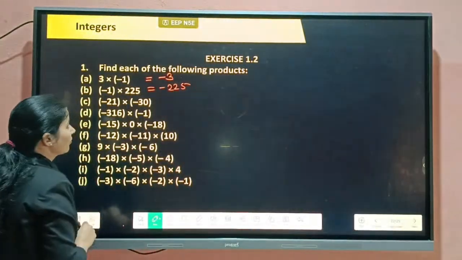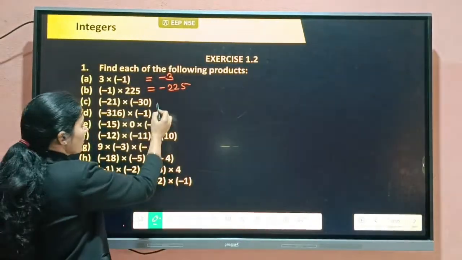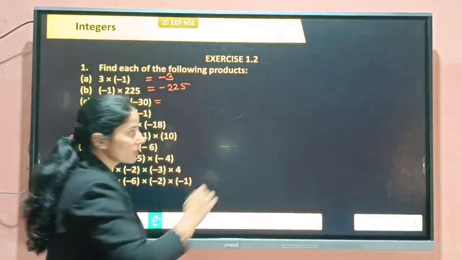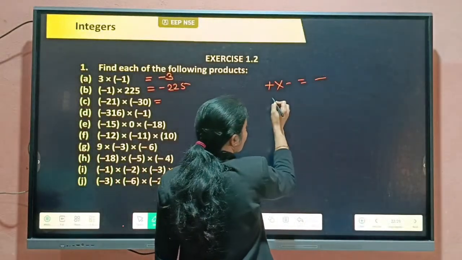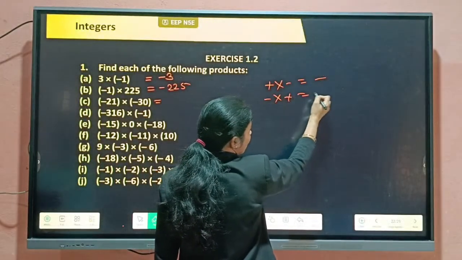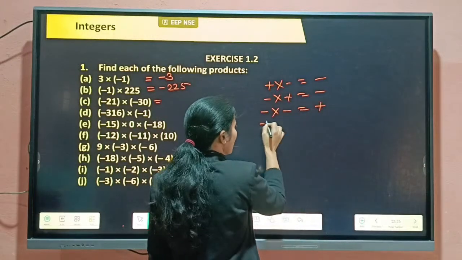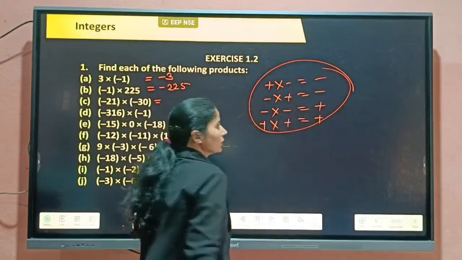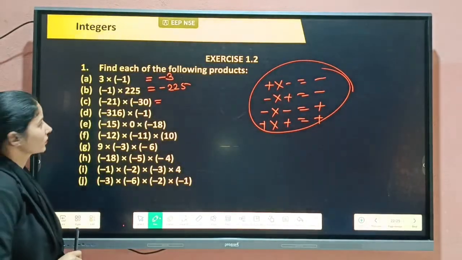Minus 21 into minus 30. Minus is multiplied 2 times. Minus minus gives plus, plus minus you will get minus, and minus plus further you will get minus. Minus multiplied with minus you will get plus, and plus multiplied with plus it will be plus. So keeping these signs in your mind, we have to find these products.